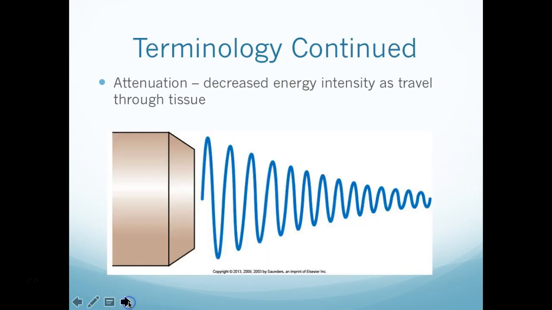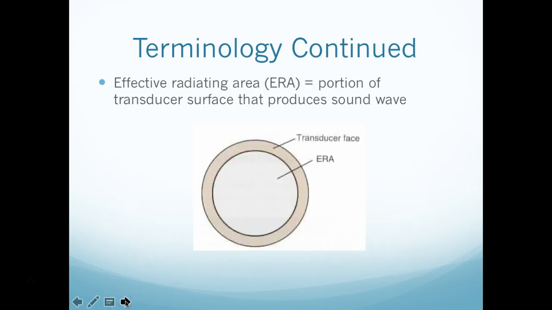As we go farther into the tissue, obviously the energy, that intensity decreases as we travel through the tissue. Okay, so it's going to be hotter here, and then it's going to kind of decrease as we go deeper in. So this is your effective radiating area. So you have this transducer head that we talked about on the ultrasound, and on the top of it is the face of it. So you always have this little outside area called the face, and then on the inside part is what we call the ERA, and that is the actual portion that produces the sound waves. So you're not getting any sound waves from this outer layer, only from this inner layer here.